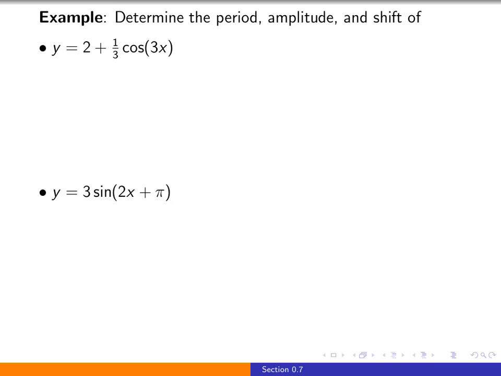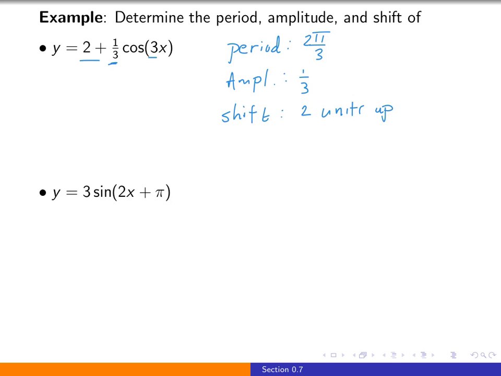Another question that we could ask is to determine the period, amplitude, and shift of some given function involving cosines and sines. So looking at the first example, we can note because of the 3x that the period will be 2 pi over 3. Because of the 1/3 in front of the cosine, we can say that the amplitude will be 1/3, and the shift, because it's 2 plus out front, would be a vertical or upward shift of 2 units. So it's 2 units up.